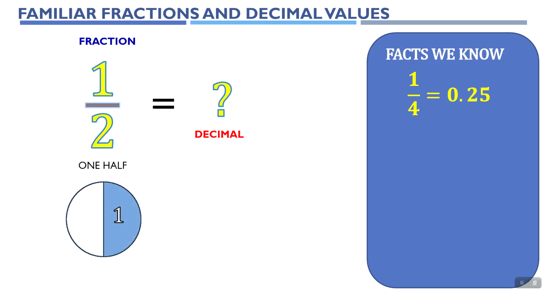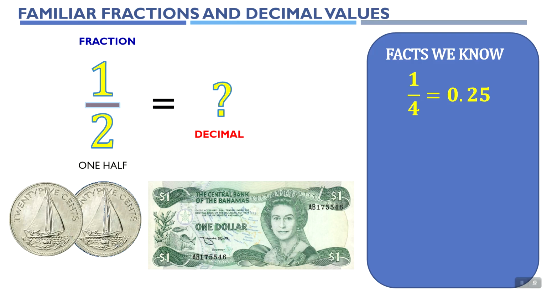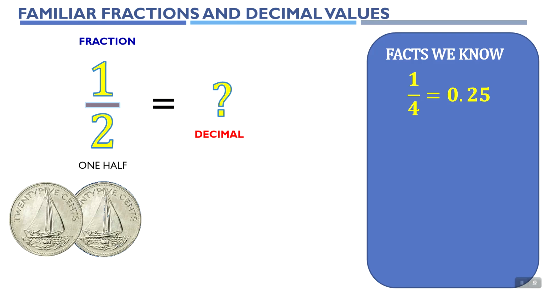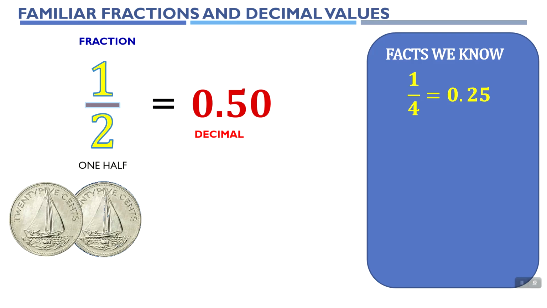1/2 is represented as 1 part out of 2 parts. If we again go to money and we say, how much is half of a dollar? Well, we know half of a dollar is 50 cents, represented by 2 25-cent pieces. And we can write 50 cents in this way. Sometimes we may have seen it written like this, with a dollar sign in front, 0.50, the decimal point in the middle. And so therefore, a half as a decimal must be 0.50.